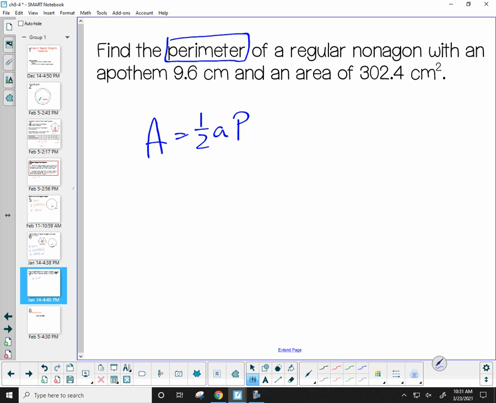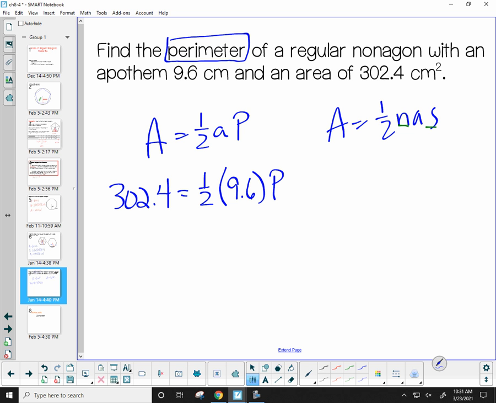The only difference is when I end up solving, I'm actually going to be leaving 2 things on the right. We're used to solving for 1 variable. We have to solve for 2, the n times s. Which feels a little goofy and awkward. All right, so let's plug in what we know. We know the area is 302.4 equals 1/2 times my apothem, which is given to us, 9.6, times my perimeter.